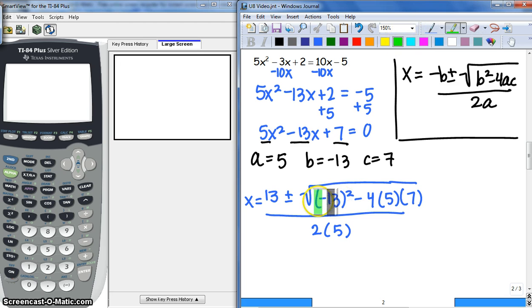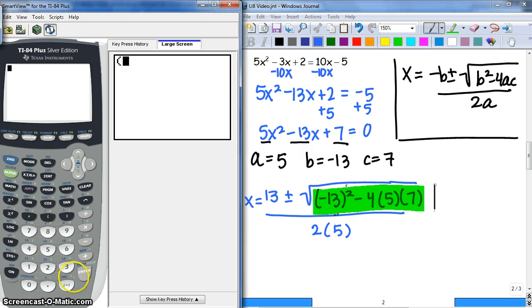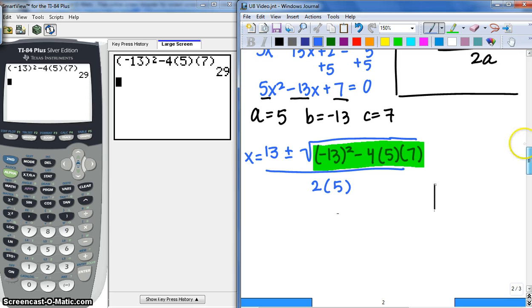Next, I will find my discriminant, which is all of this underneath the square root. That's just the fancy name for it. When I type it in, I'll make sure I have parentheses around the negative 13 squared. And I make sure I type it in everything the way I want. So my discriminant is 29. So 13 plus or minus square root of, this whole thing is now a 29, all over 2 times 5 is 10. And now I just type this into our calculator.